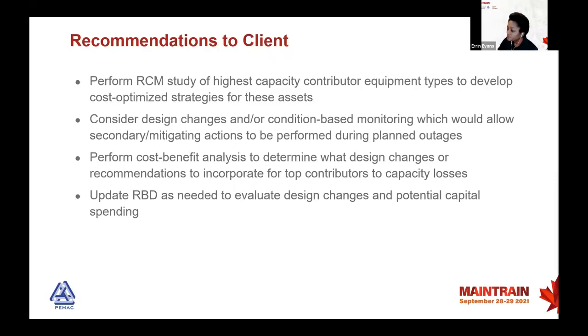Those percent loss hours and downtime contribution values can then be used to weigh the equipment type and capital spending choices, and then update the RBD as needed to evaluate those design changes and potential capital spending.